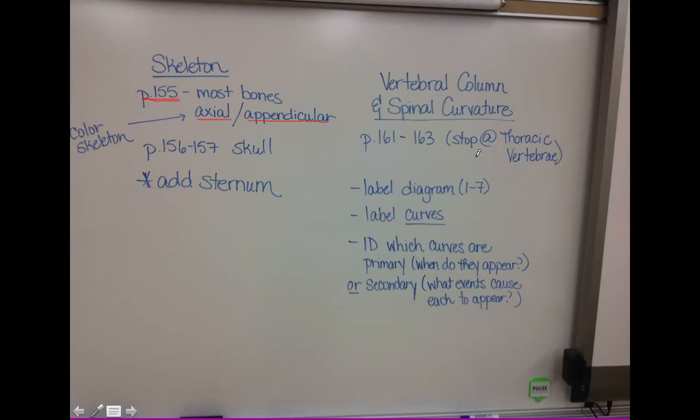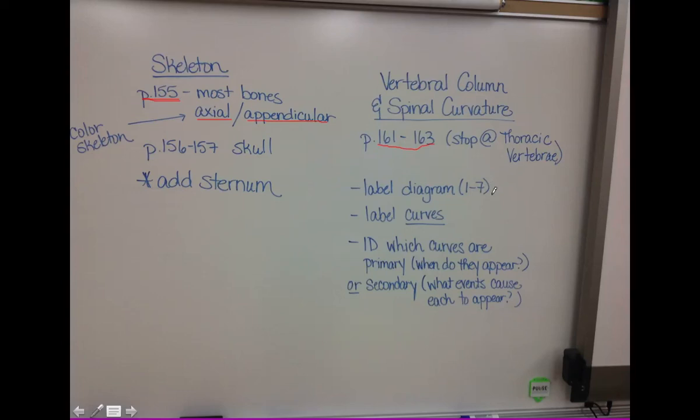All right, the second part, and this would be on the back side of that skeletal diagram, is going to be the vertebral column as well as the curvatures of the spine. So you're going to be reading in your textbook pages 161 through 163. You need to read starting with the blue header that says spinal curvature, and you're going to stop at the one that says thoracic vertebrae. That contains all of the information that you need.